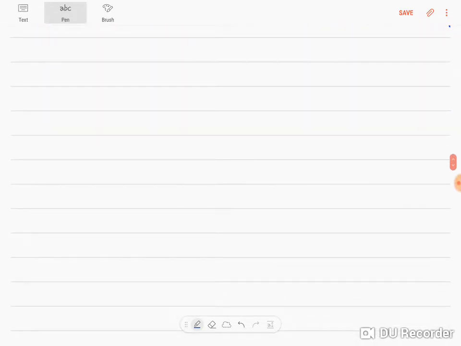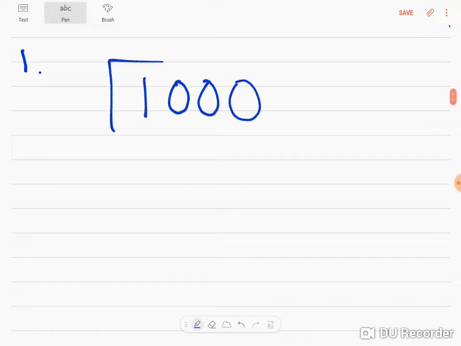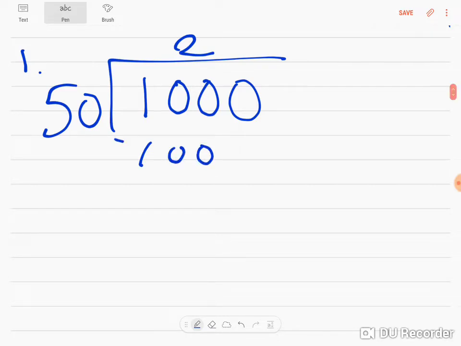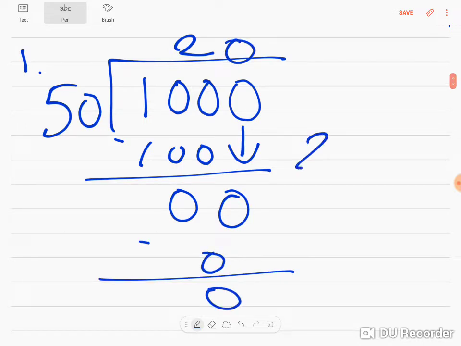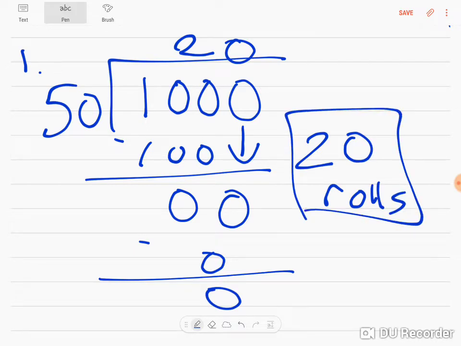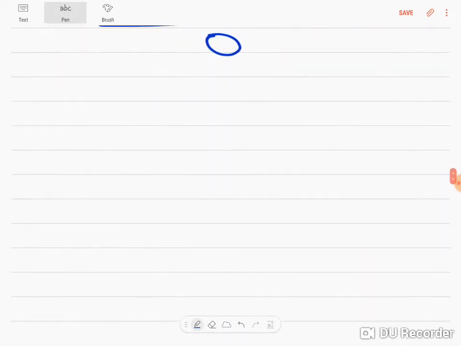All right, the first problem, number 1, it says if 1,000 pennies are put into rows of 50 pennies, how many rows will there be? This is a division problem. How many times does 50 go into 100? It's 2. Bring down that 0. How many times does 50 go into 0? 0. 20 rows. That's your answer.